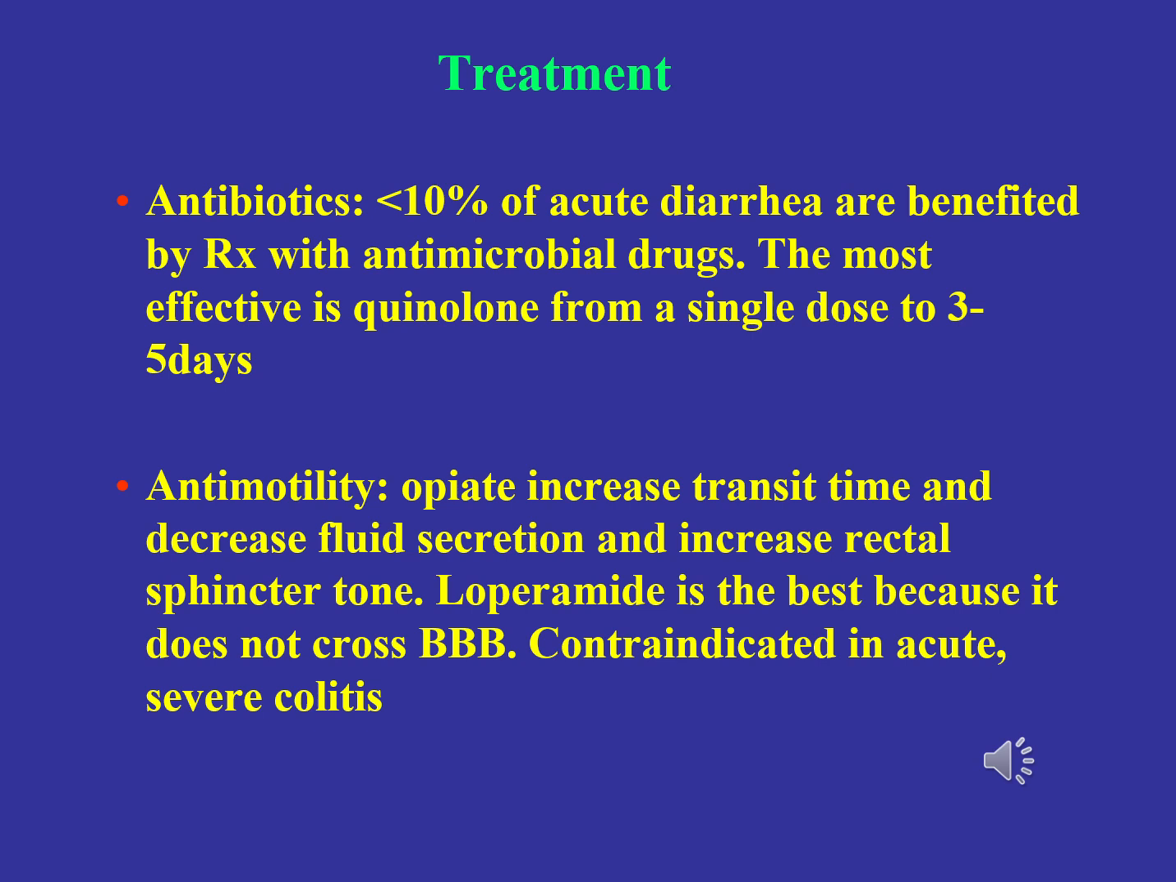These compounds increase transit time and decrease fluid secretion, and they also increase rectal sphincter tone. For example, loperamide is the best of these because it does not cross the blood-brain barrier. However, it is contraindicated in acute severe colitis. Generally, it is better to avoid the use of opiates in acute severe diarrhea, since in theory the body needs to get rid of the toxins and whatever is in the intestine.